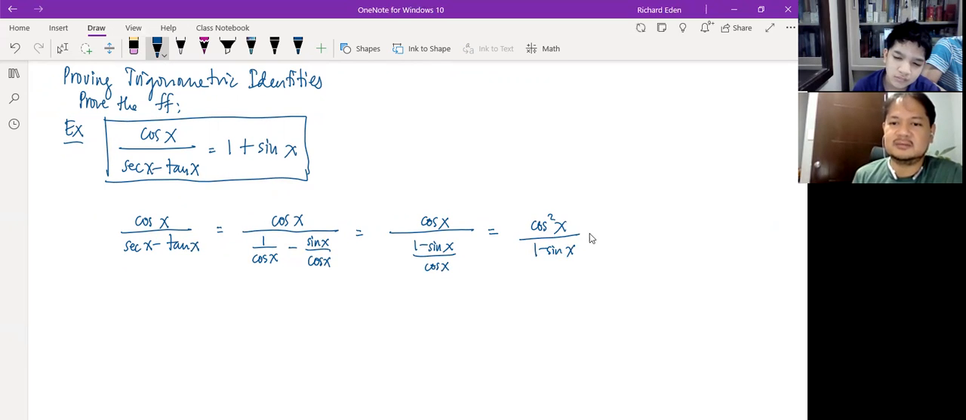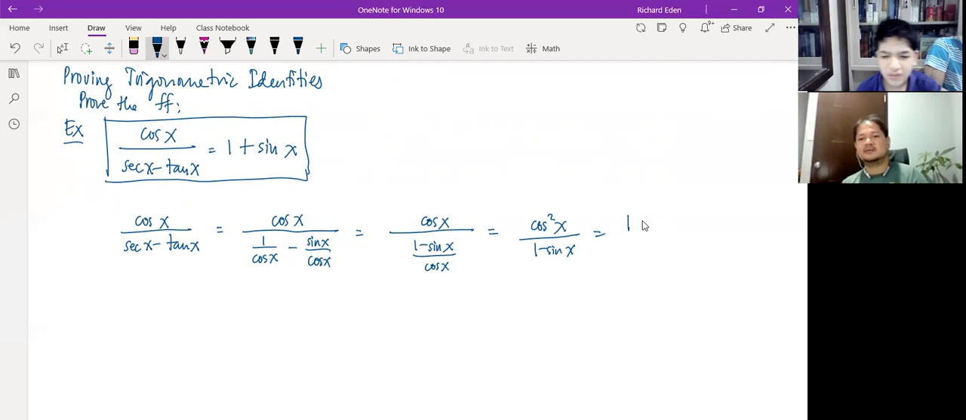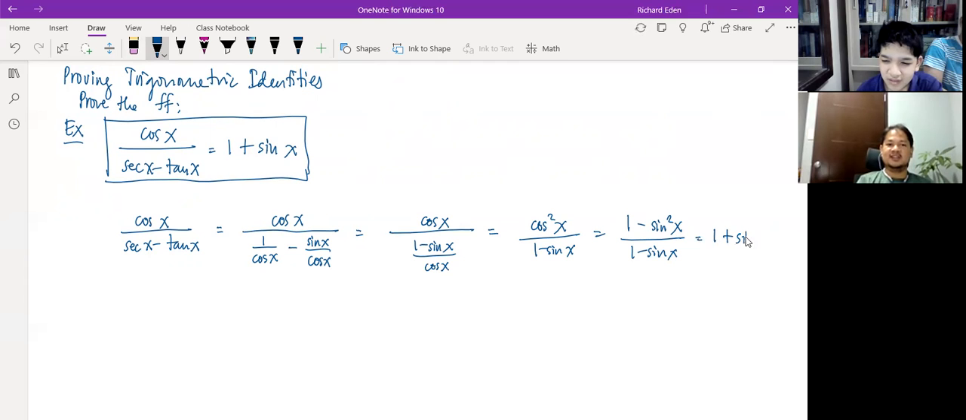All right. And then I think I'm going to run out. So what suggestions? How can we proceed? Cosine squared x, Pythagorean. Cosine squared x is 1 minus sine squared x. Right. So it's the a squared minus b squared over a minus b. Over a minus b. Alright, so now you have 1 plus sine of x. So there you go.